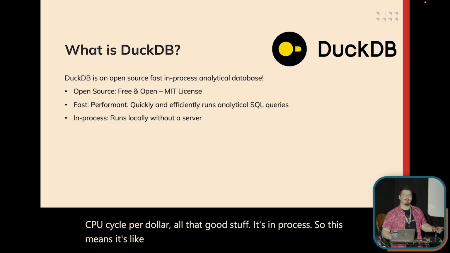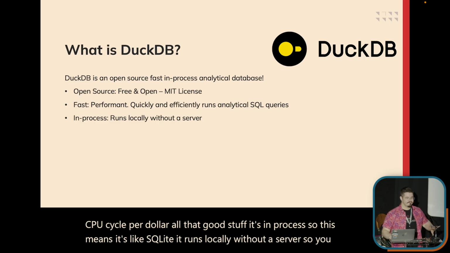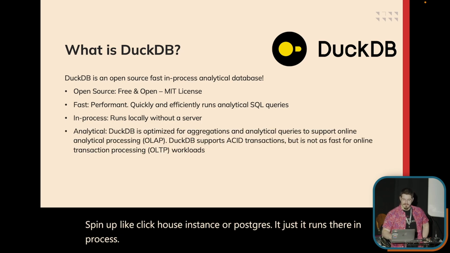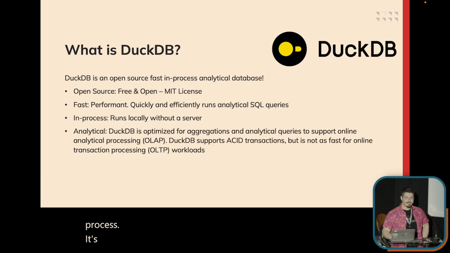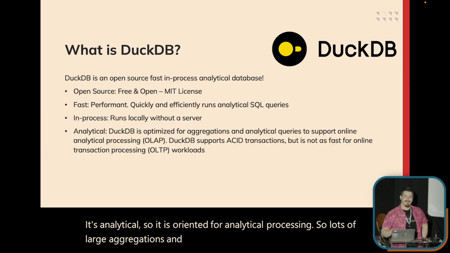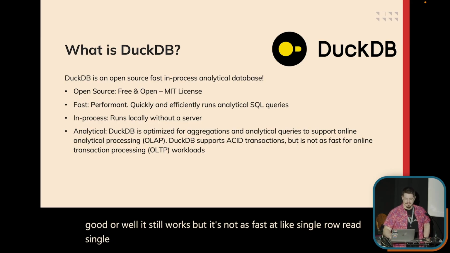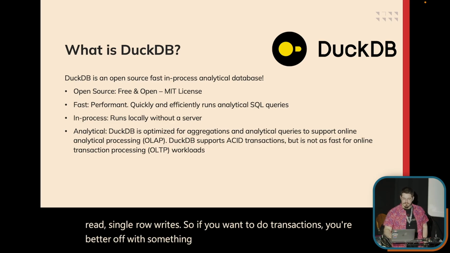It's in process, so this means it's like SQLite. It runs locally without a server, so you don't need to spin up a ClickHouse instance or Postgres. It runs there in process. It's analytical, so it is oriented for analytical processing, lots of large aggregations and all that. And that means it is not as fast at single row reads and single row writes. So if you want to do transactions, you're better off with something like SQLite.